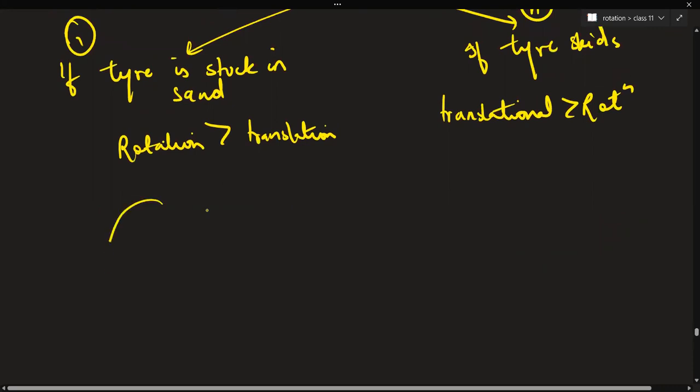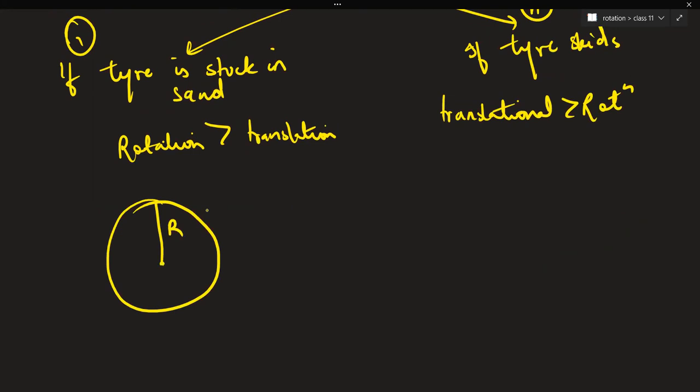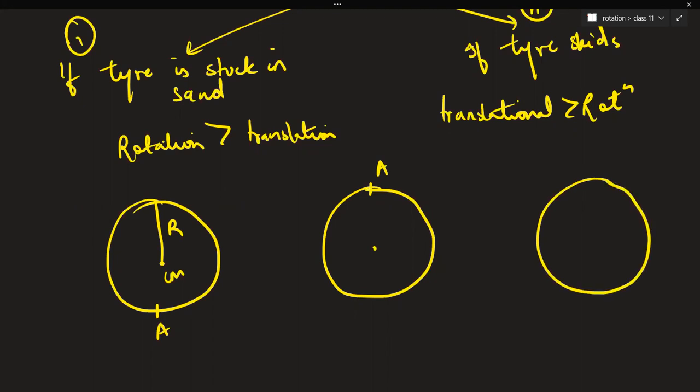So in pure rolling, let's say this is the wheel of the car. Let R be the radius, this is the center of mass, and this is point A. What will happen? This will become point A again when the wheel rotates, and it is translating also. From here it has come to this point, and again this point A will reach the ground. Understood?